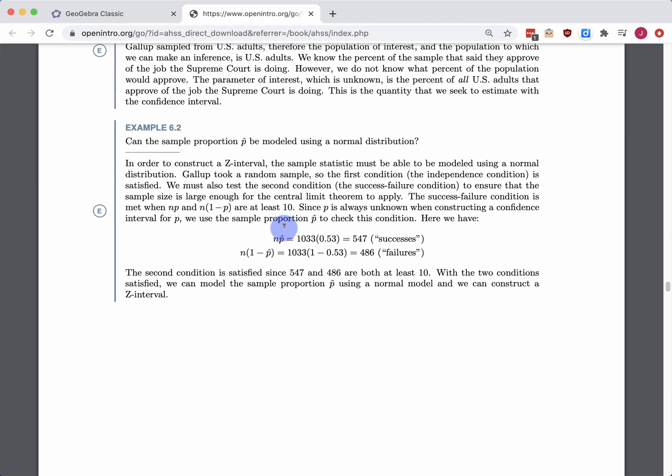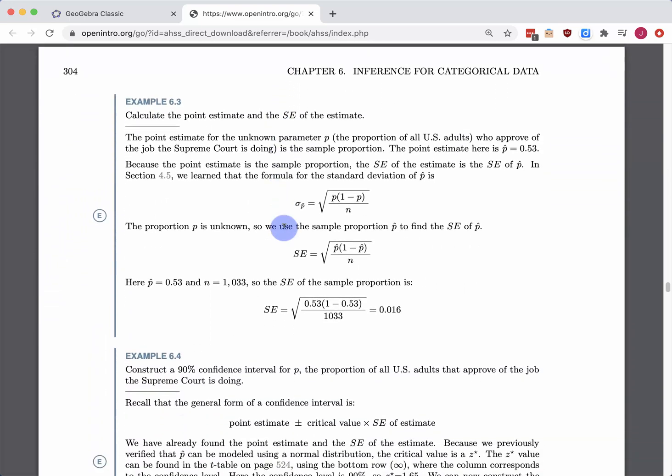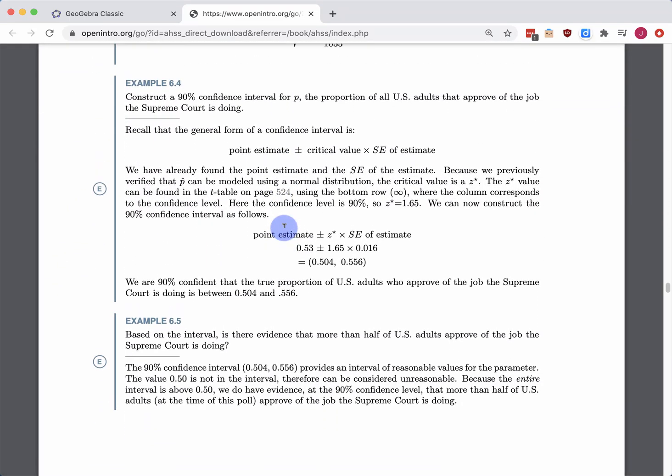As you work through or read through these pages, down near the end is the actual math for constructing a 90% confidence interval for p, the population proportion of all U.S. adults that approve of the job the Supreme Court is doing. So down below here is a really generic way to write out a confidence interval, and it's really useful because it applies to any estimate that you can compute. You take the point estimate plus or minus a critical value times the standard error of the estimate.